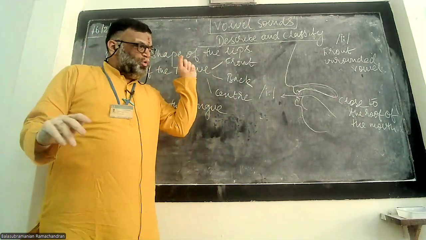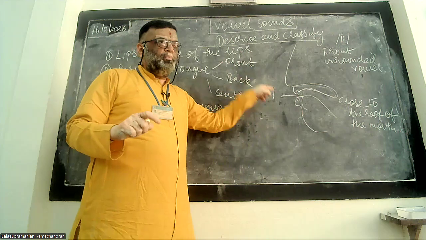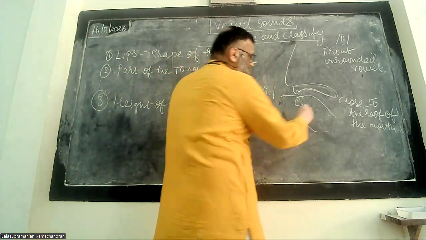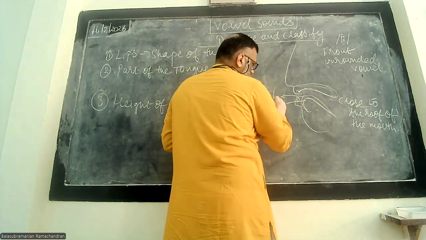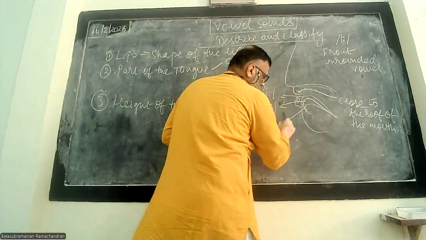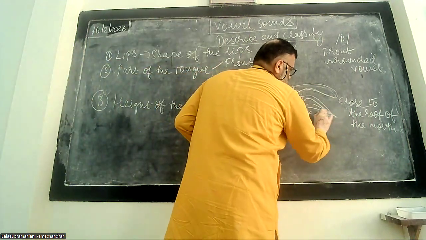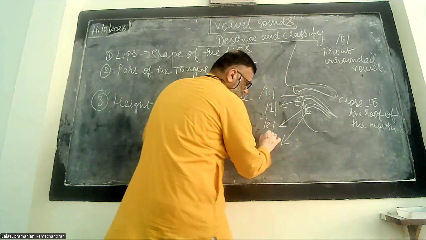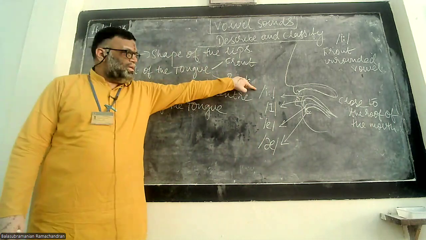Now, wait. If you have not yet understood what close position is, I'm going to give you the tongue position for the front vowels, and then you'll understand it much better. Okay? This is for E. I'm drawing the tongue position for A, and so we have the 4 front vowels.